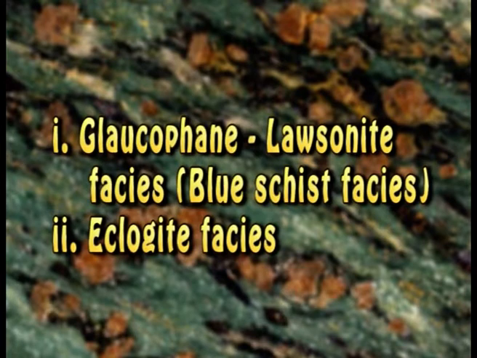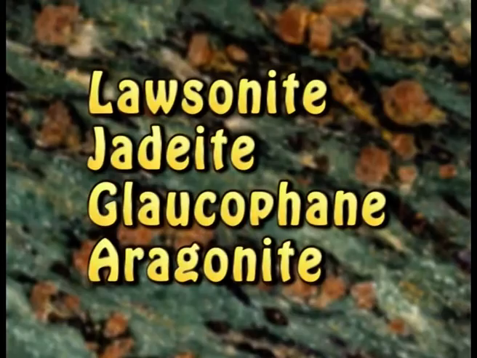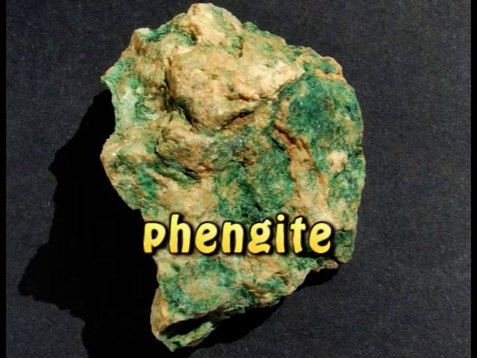Now, first I will take up the glaucophane-lawsonite phases, also known as blueschist phases. Characteristic minerals. The characteristic minerals are lawsonite, jadeite, glaucophane, aragonite, etc. In pelitic rocks, stilpnomelane and phengitic muscovite are present and biotite is absent.